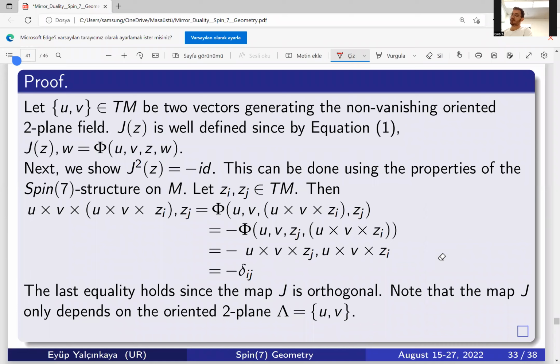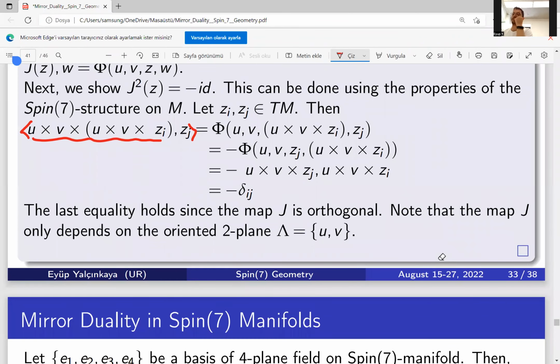We know the definition of these. The elements of this one are nothing but phi(U, V, Z_i, Z_j), where Z_i and Z_j are arbitrary indices. If they are equal, we find -1, and if they are different, it is equal to 0. So this is compatible with our metric. We showed that J squared is minus identity, so we satisfy the almost complex structure.